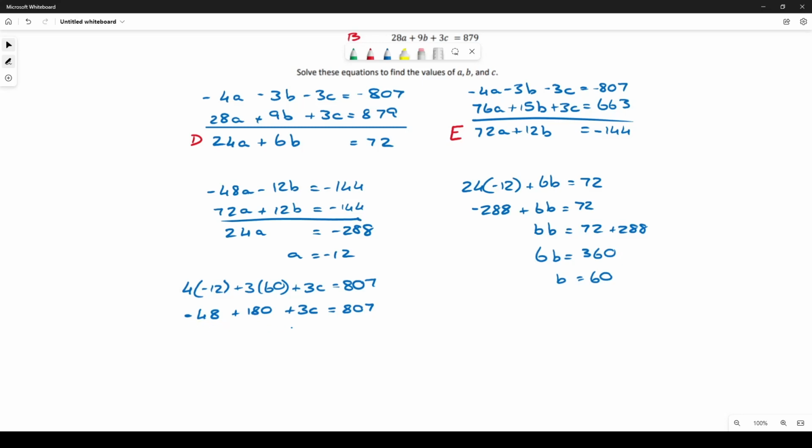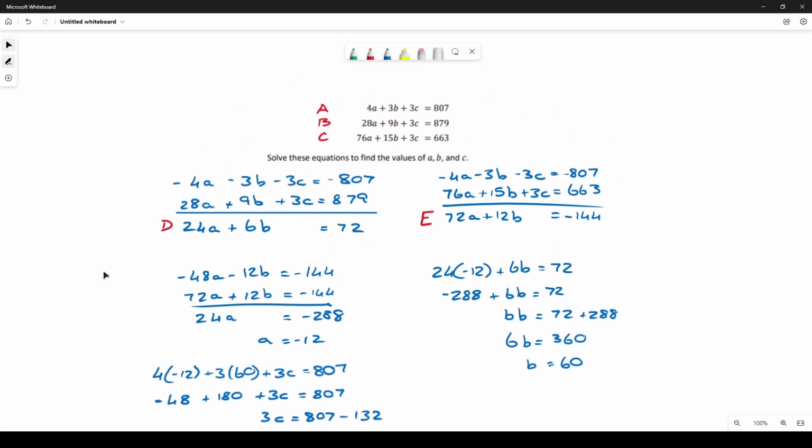So what is this? It would be 3c equals 807 minus 132, I think. 3c is equal to 675. That doesn't sound familiar. Would you divide that by 3 regardless, and you get 225. That does sound familiar, actually. But oh look, you have A, B, and C. That's how you do these, lads.